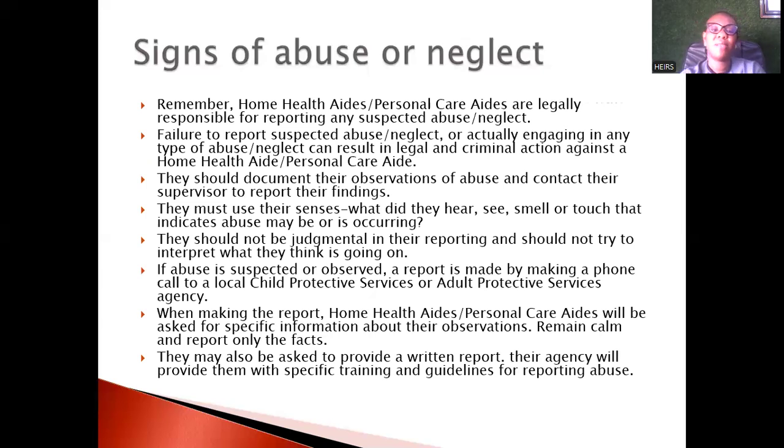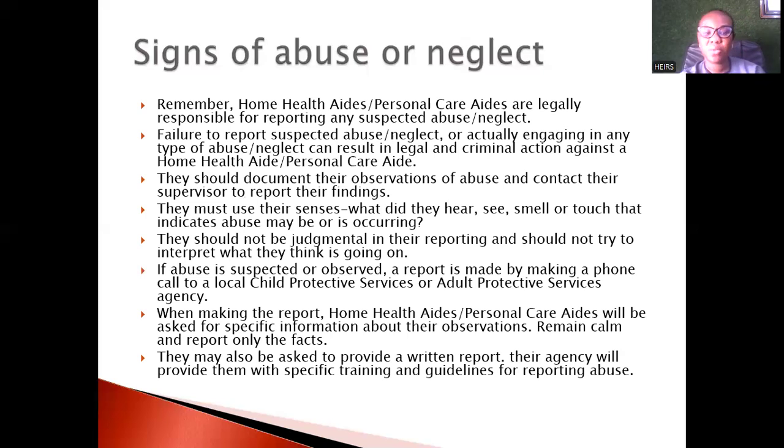Remember, as the caregiver, you are legally responsible for reporting any suspected abuse or neglect. So, failure to report suspected abuse or neglect, or actually engaging in any type of abuse or neglect, can result in legal and criminal actions against you. So, if you suspect or observe signs of abuse or neglect, you want to document the observation and contact your supervisor to report such findings.